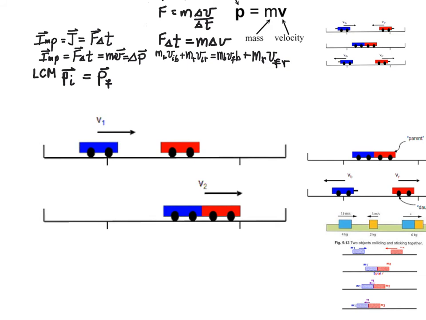So in this situation, we have a cart moving and a cart which is stationary, and the moving cart collides with the stationary cart and they stick together. So when they stick together, this is called an inelastic collision. And what we're going to see is that the momentum will still be conserved, but because they stick together, because it's not elastic, energy will be lost. So I'm going to pause the video and write that down for you.